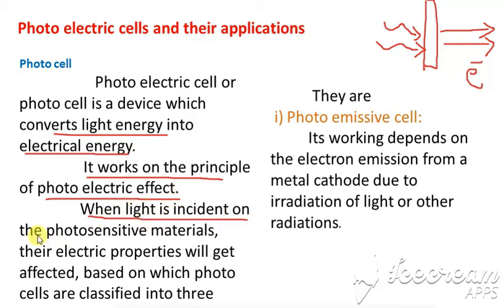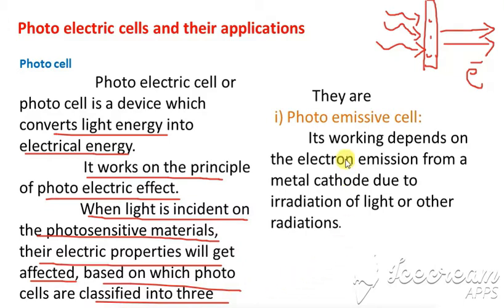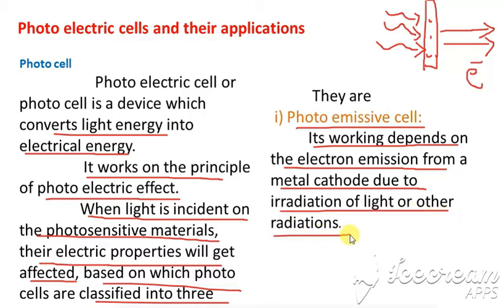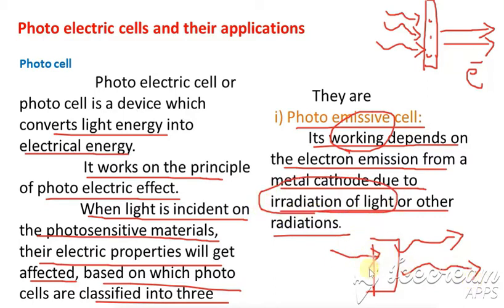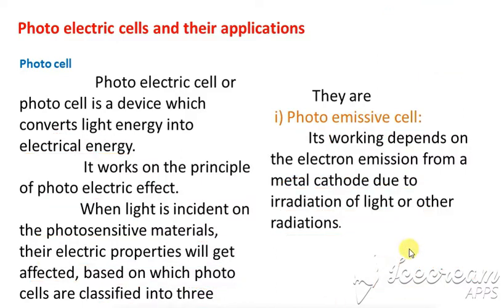When light is incident on photosensitive materials, their electric properties will get affected. So based on this they are classified into three types: photoemissive cells, photovoltaic cells and photoconductive cells. First, photoemissive: its working depends on the electron emission from a metal cathode due to irradiation of light or other radiation. So how many electrons are emitted from the metal cathode due to irradiation of light. That is a photoemissive cell.